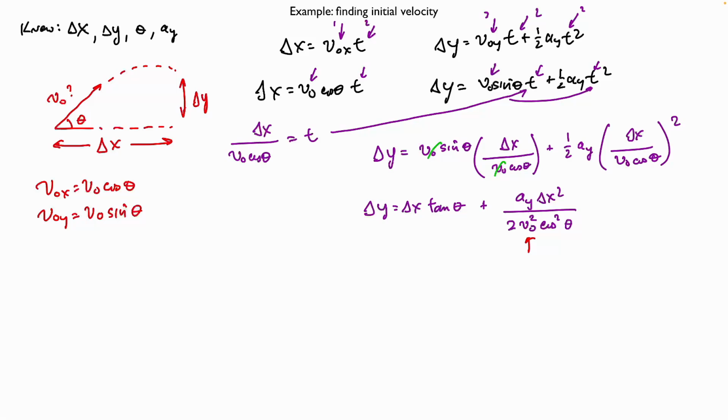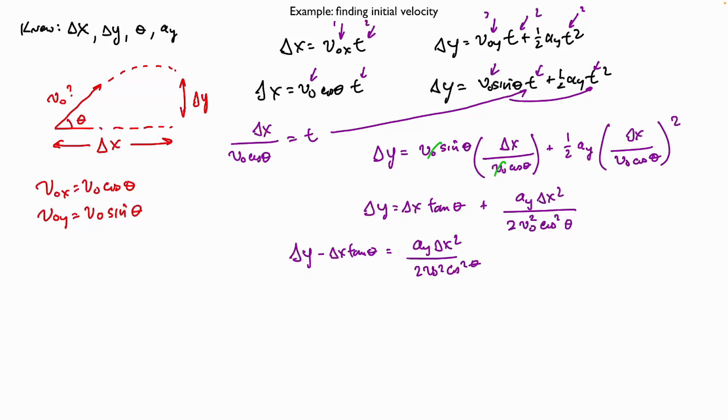V naught sitting right there. So let's take the delta x tangent theta and move it over to the side. What happens when you move it to the other side? It becomes a minus, right? So that's going to be delta y minus delta x tangent theta. That's going to be equal to all the things I left behind, 2 v naught squared cosine squared theta.